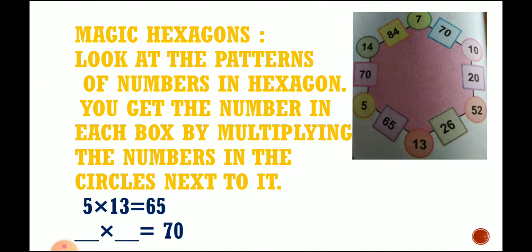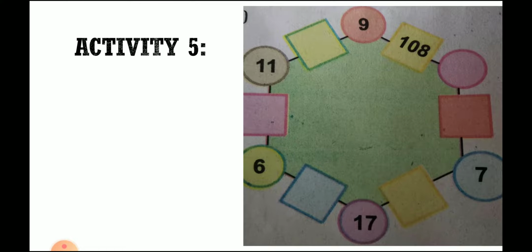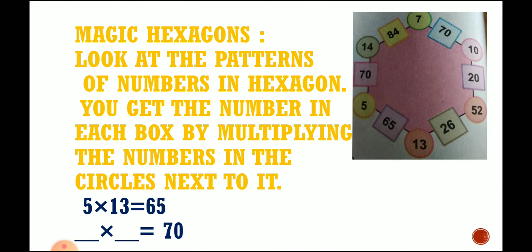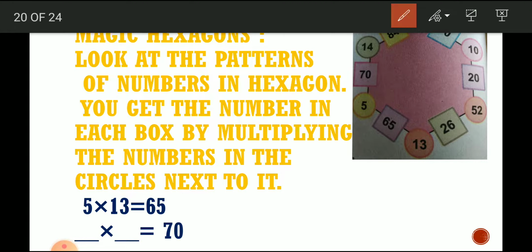Then magic hexagons. Look at the patterns of numbers in the hexagon. You will get the number in each box by multiplying the numbers in the circles next to it. I will explain in the next slide. If we multiply the circle terms, 5 into 14 is equal to 70.